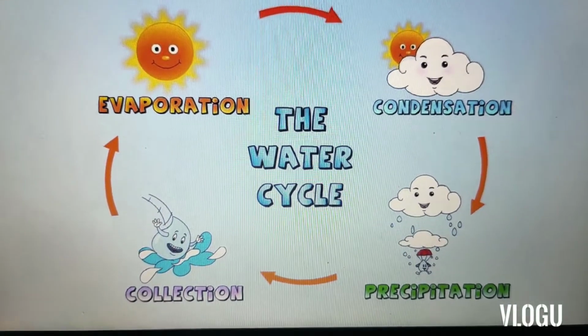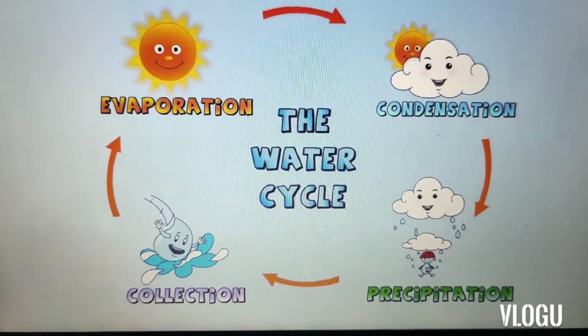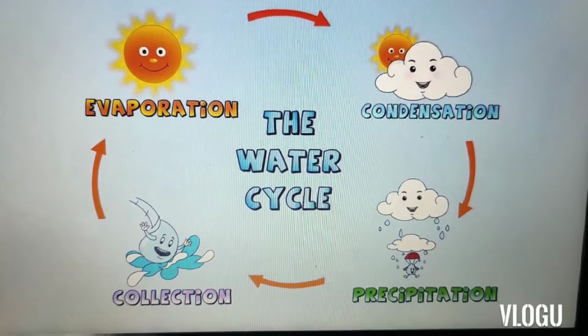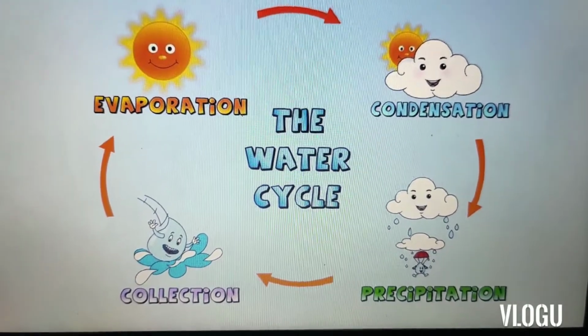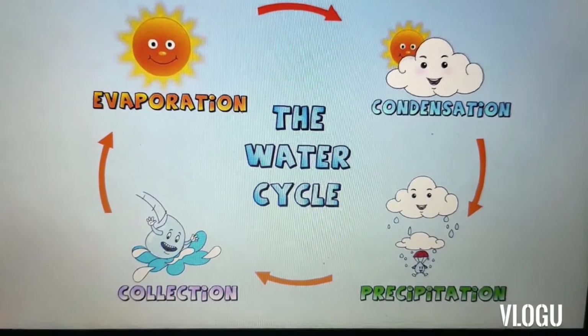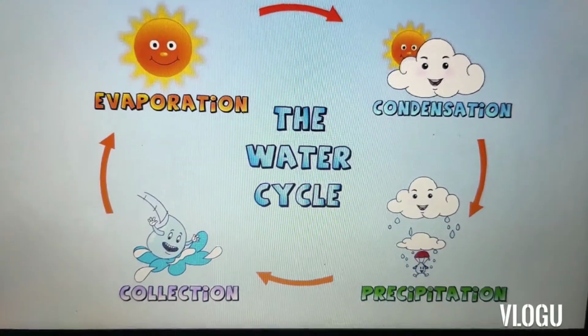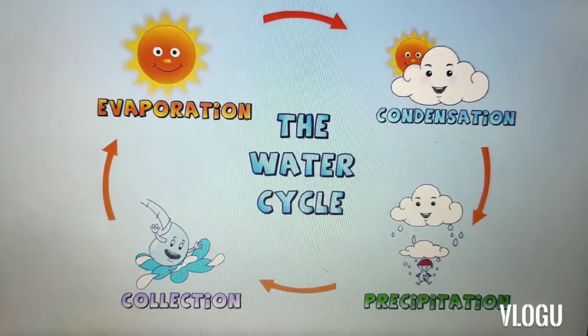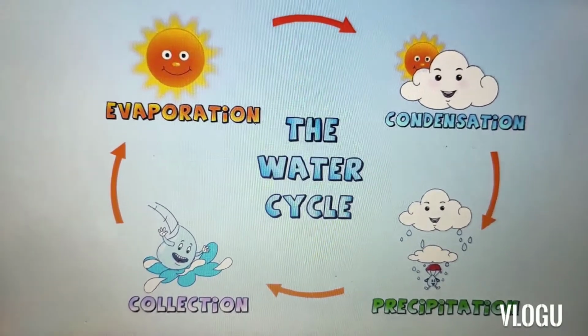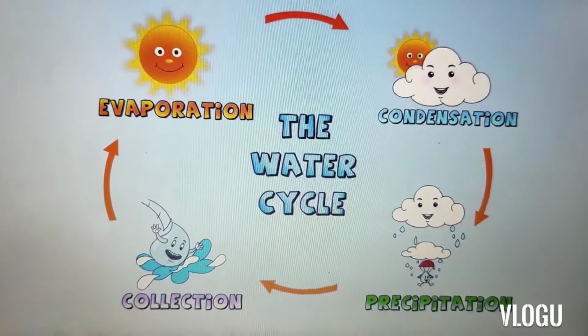All right, and the reason why I'm showing this to you is because I'm going to read a story that has connection to this lesson. The story would be about raindrops. So that's why I have connected the story to this lesson. This lesson has something to do with the water cycle. Right, the water cycle has this procedure.